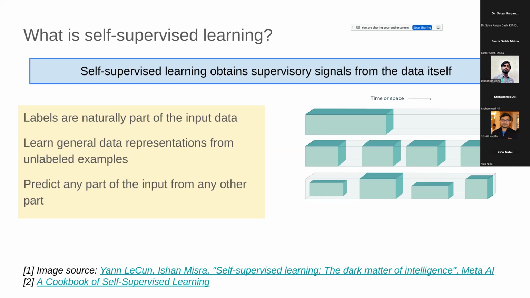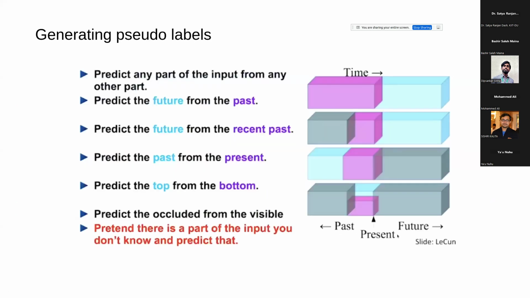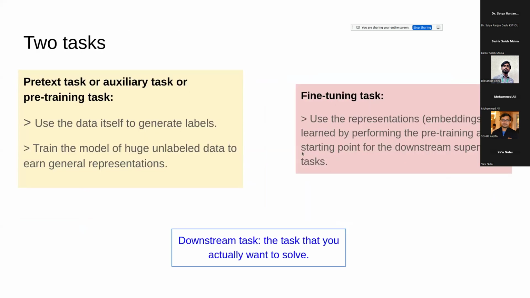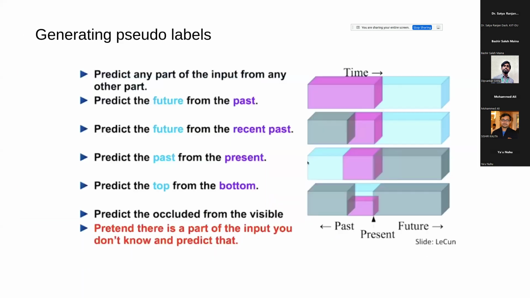If it is coming out correctly, so that is your loss actually. That way this model will learn some universal representation. So for example, I'll just show here maybe. Predict the future from the past. So you are giving this past part and asking it to predict this future part. So something like that. I'll just show you maybe.